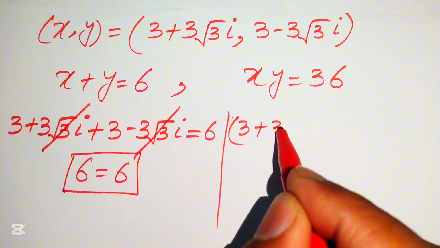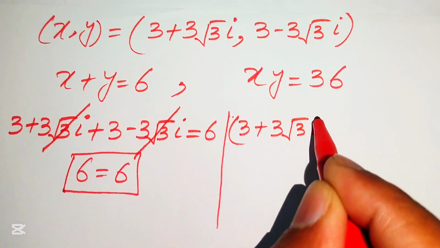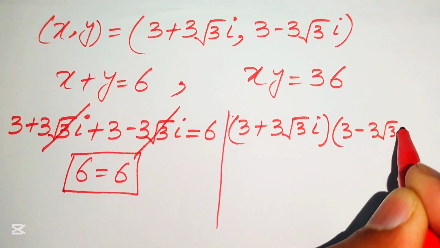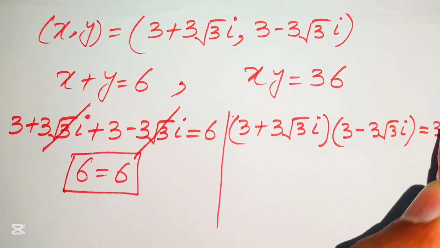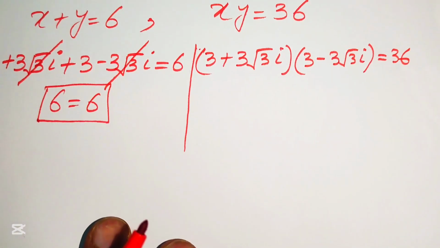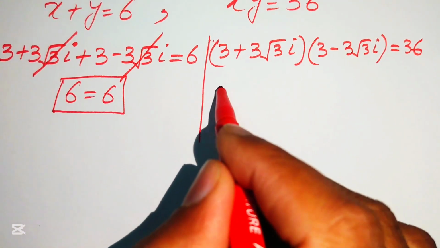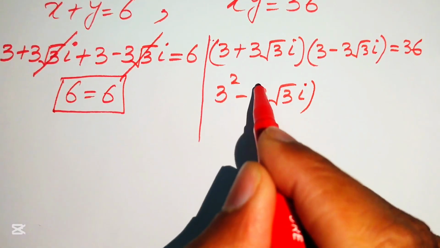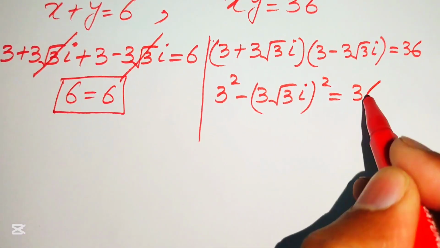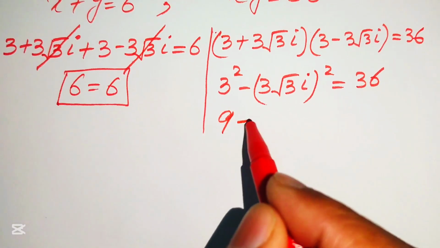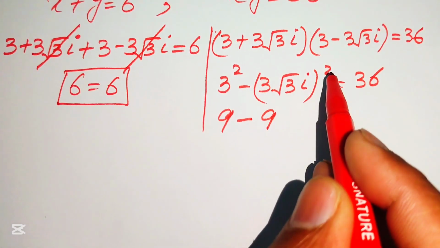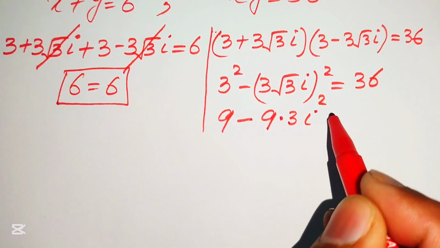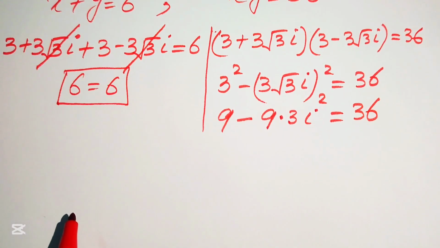The value of x is 3 plus 3 into the square root of 3 iota, and 3 minus 3 times the square root of 3 iota, equals 36. Okay. Further you see here this will become a nice algebraic formula. This is 3 square minus 3 times the square root of 3 iota square equals 36. So 3 square equals 9, minus this 3 square equals 9, and this 2 and square root of 3 are gone and you get 3 only, and this is iota square, equals 36.